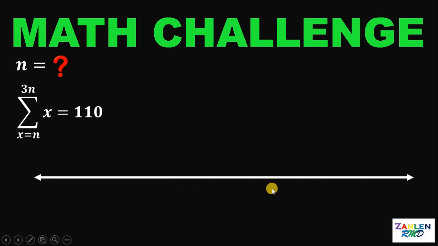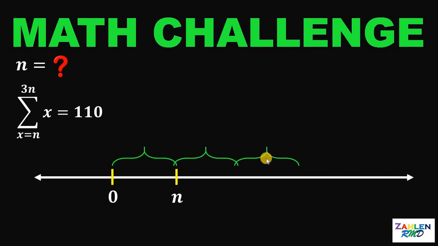First thing first, let's have a straight line, and then let's locate the 0. Now, let's have some distance, then we call this as n. Now, if we triple this distance, we have 3n. So this distance must be 3 times n. So we have n, 2n, and we have 3n.